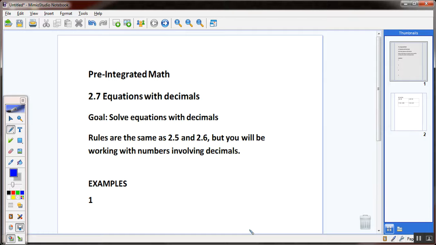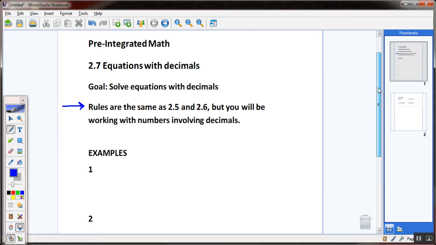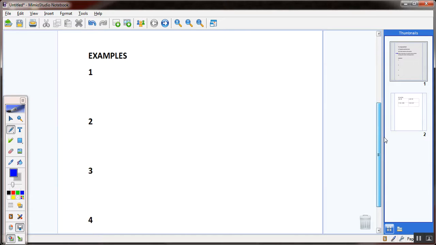So, here's the situation. It says what here, kids? Right here. Rules are what? Plus and minus 2.5 and 2.6. To be working with numbers involving what? Decimals. Okay. We're not going to be looking at whole numbers anymore. So let's just jump into this. This might be the shortest lesson I ever give you.